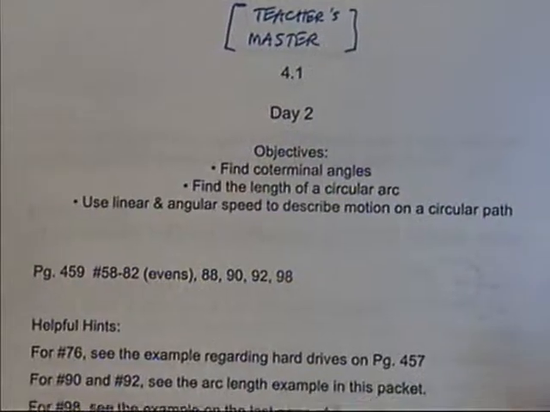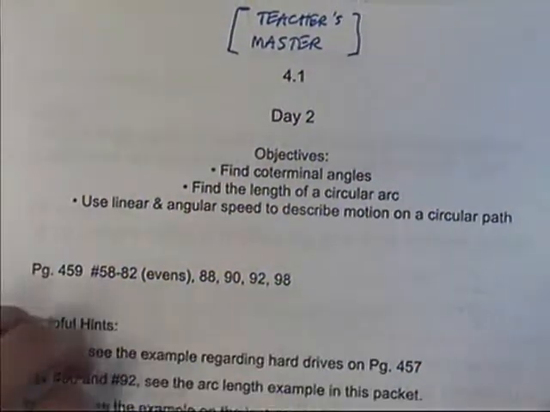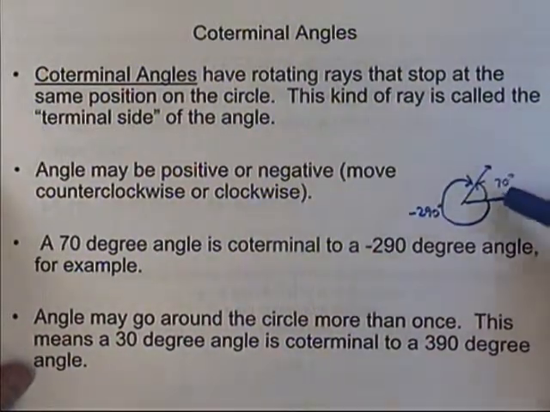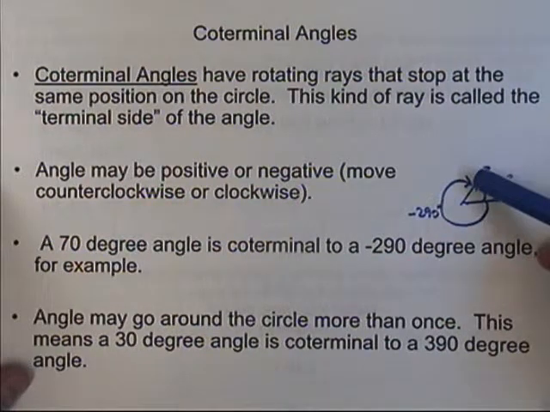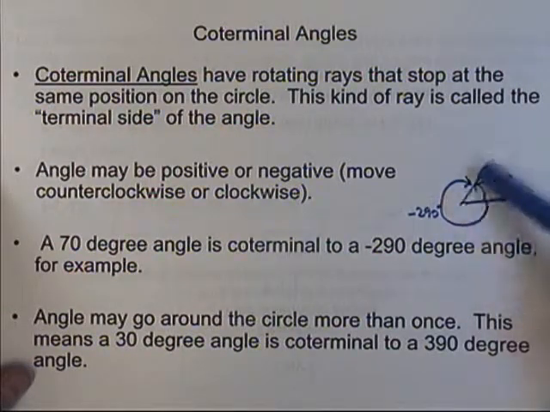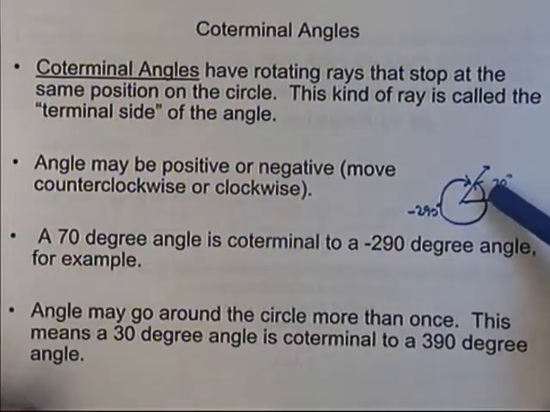Okay, this lesson is on coterminal angles, arc length, and linear and angular speed. Coterminal angles are angles that end at the same position. So if I start here and rotate up 70 degrees, I'm right here. Or if I start right here and I rotate down negative 290 degrees, I'm going to stop at the same position, even though they're two different angles. Those are coterminal angles.